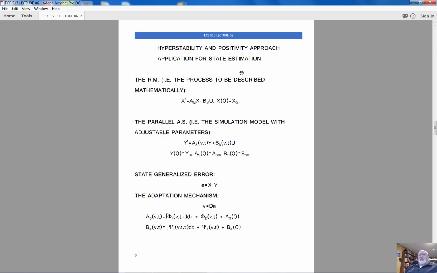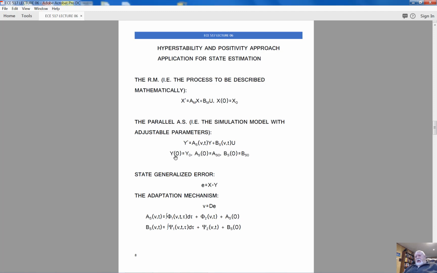The adaptation mechanism, of course, will be utilizing measurements of the X state vector with the frequency that is available to us. The next expression is the expression of the parallel adjustable system, which is a simulation model with adjustable parameters. You remember this issue about the duality in model reference control. In some cases, the reference model is a physical system, and the adjustable system is a simulator with adjustable parameters. And in other cases, it is vice versa.